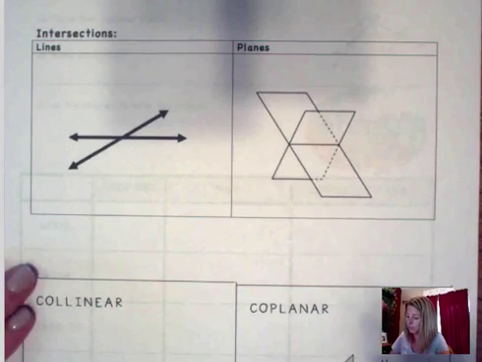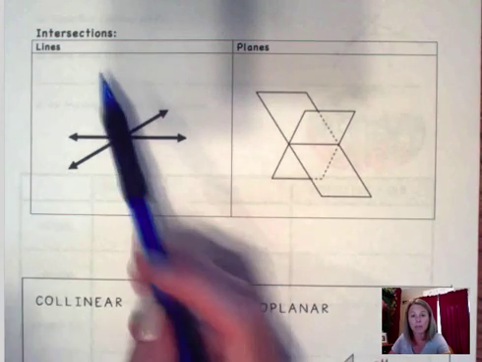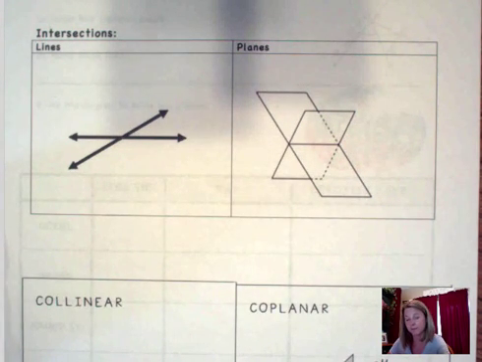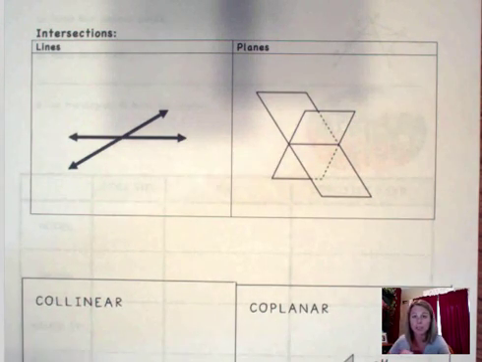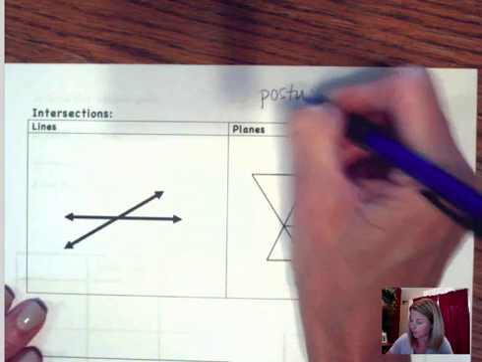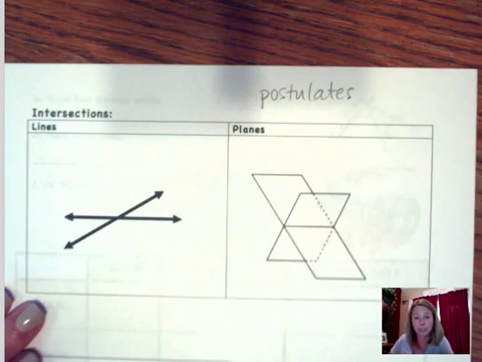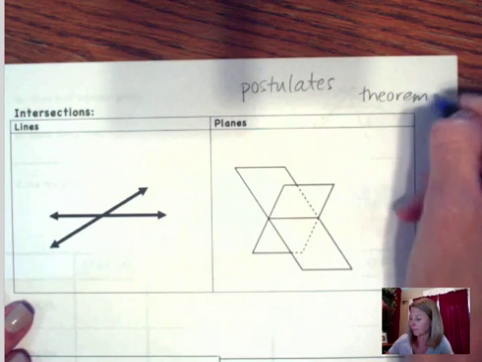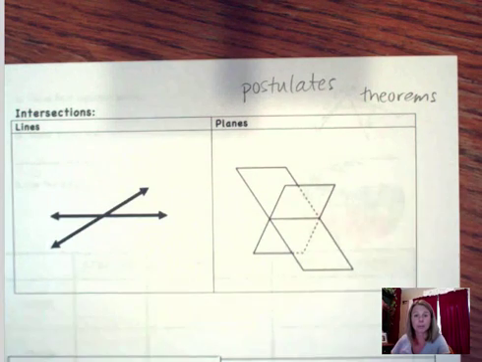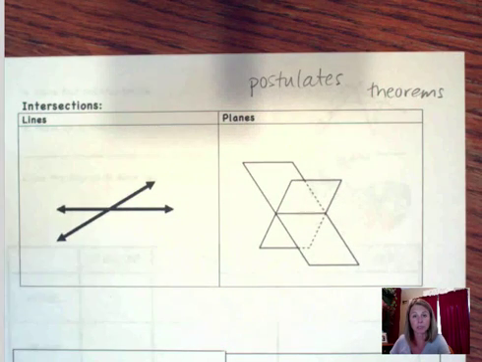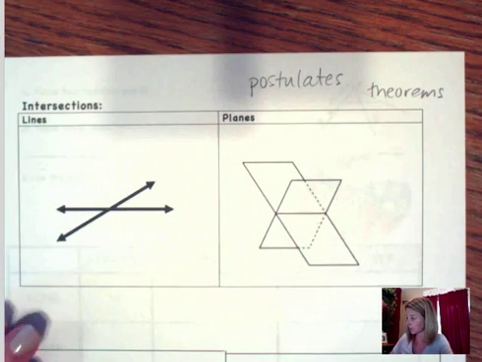Okay, let's go to the top here and let's discuss how lines and planes intersect. And this actually brings us to our first set of rules. Geometry is all about rules, and some of these rules are called postulates. Let me write that at the top. Postulates, and some rules are called theorems. They both are basically rules or properties. So I'm not too worried about you knowing what is a postulate and what's a theorem. I really want you to understand the rules.